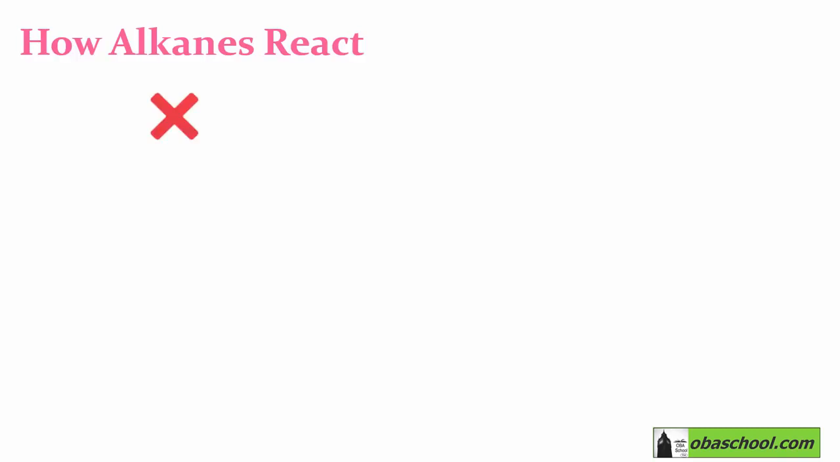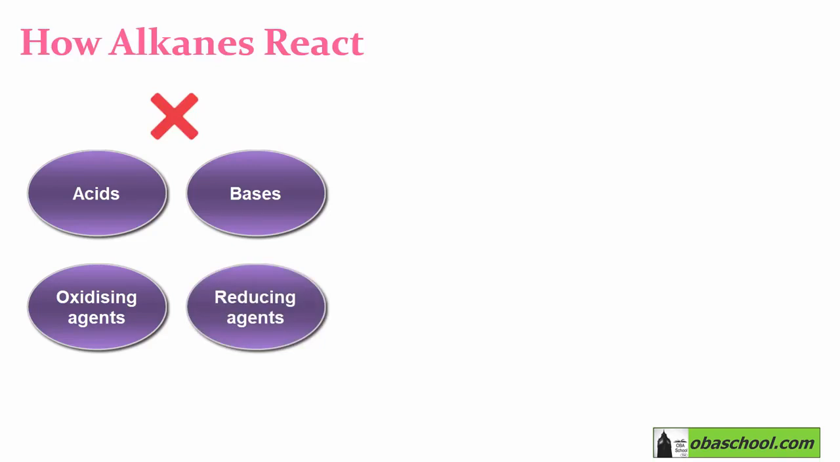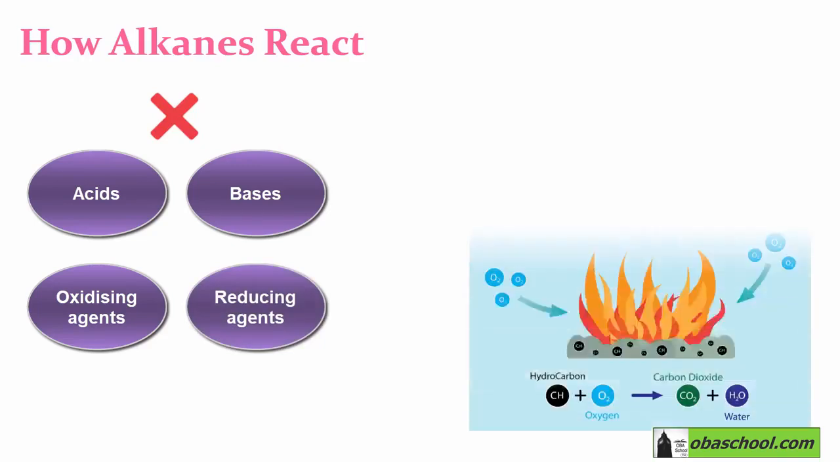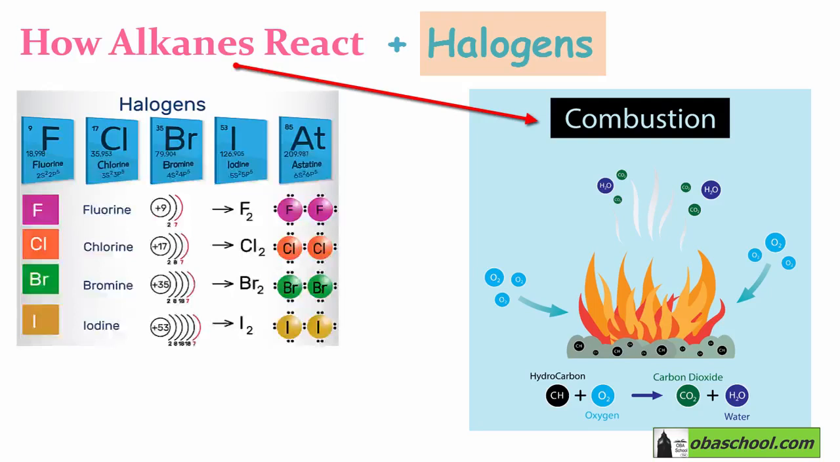So alkanes will not react with acids, bases, oxidizing agents, and reducing agents. However, they do burn and they will react with halogens under suitable conditions. So, alkanes will undergo combustion reaction and they can react also with halogens, with chlorine, bromine, fluorine, and iodine.